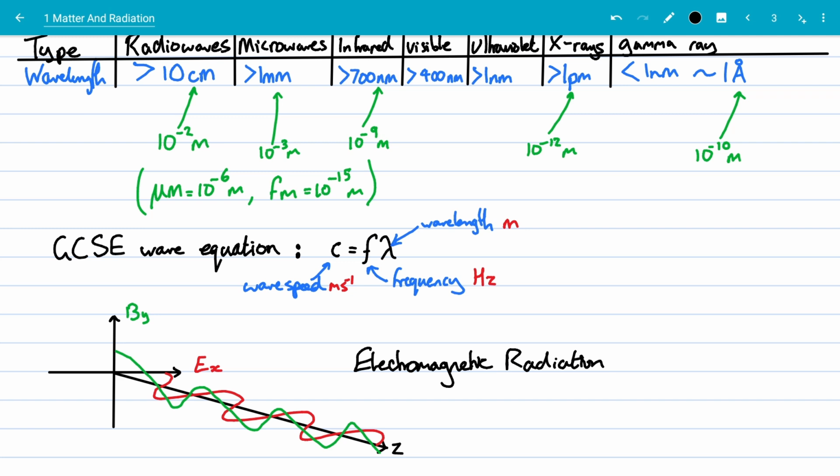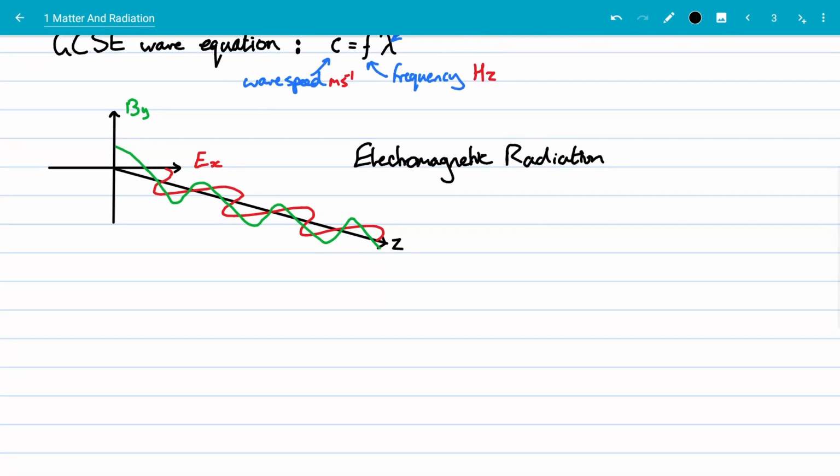Well, that was fine, and for a very long time, that equation was all we needed to understand light. However, there was an experiment called the photoelectric effect, which the wave theory of light could not explain.